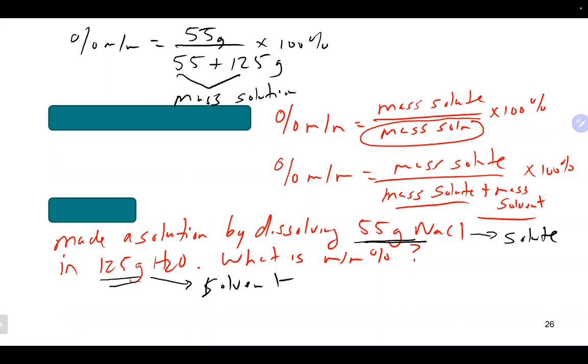And if you do that, that's 55 divided by 55 plus 125, times 100. This is approximately 31% by mass sodium chloride.